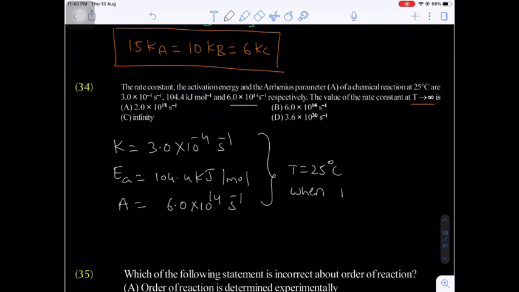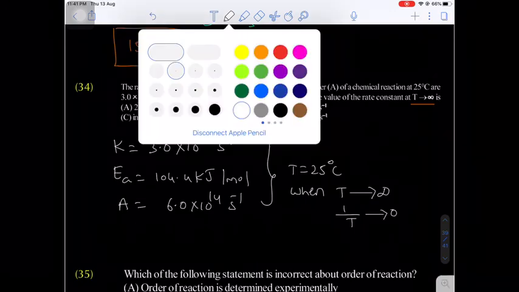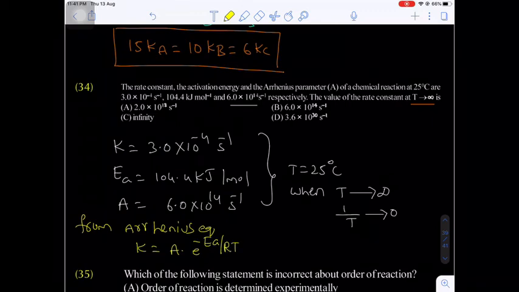Now when the temperature tends to infinity, just now I told you T tends to infinity, 1 by T tends to 0. So T tends to infinity, 1 by T tends to 0. What is the Arrhenius equation? We know from the Arrhenius equation, k is equal to A into e to the power minus Ea divided by RT. Now in the exponent you have 1 by RT. If you assume 1 by RT to be approximately 0, k will be equal to A, because e to the power 0 is nothing but 1, so k becomes A.